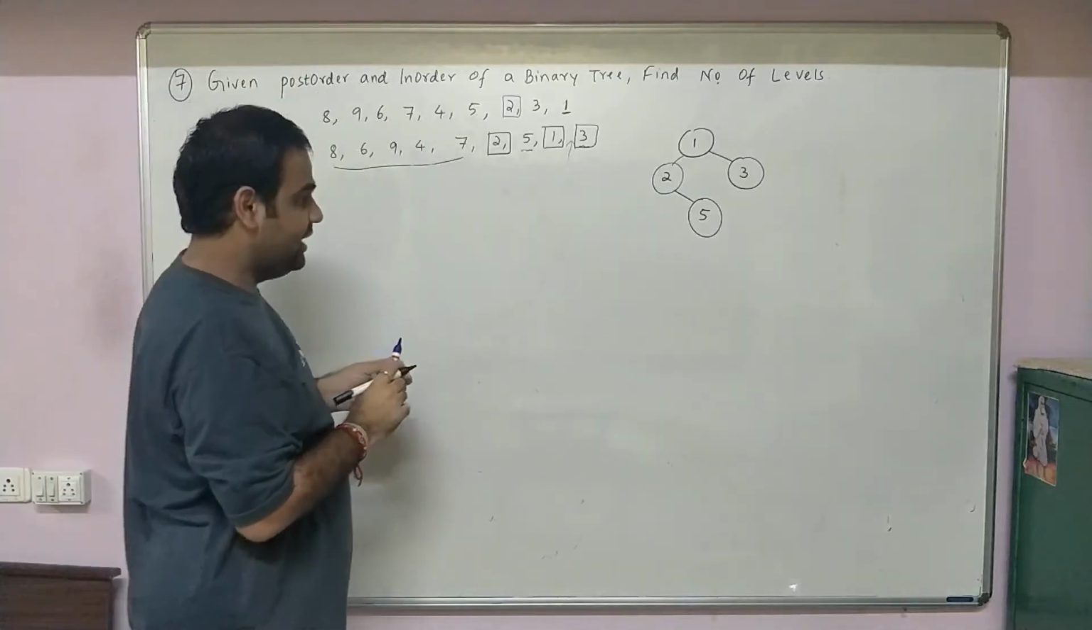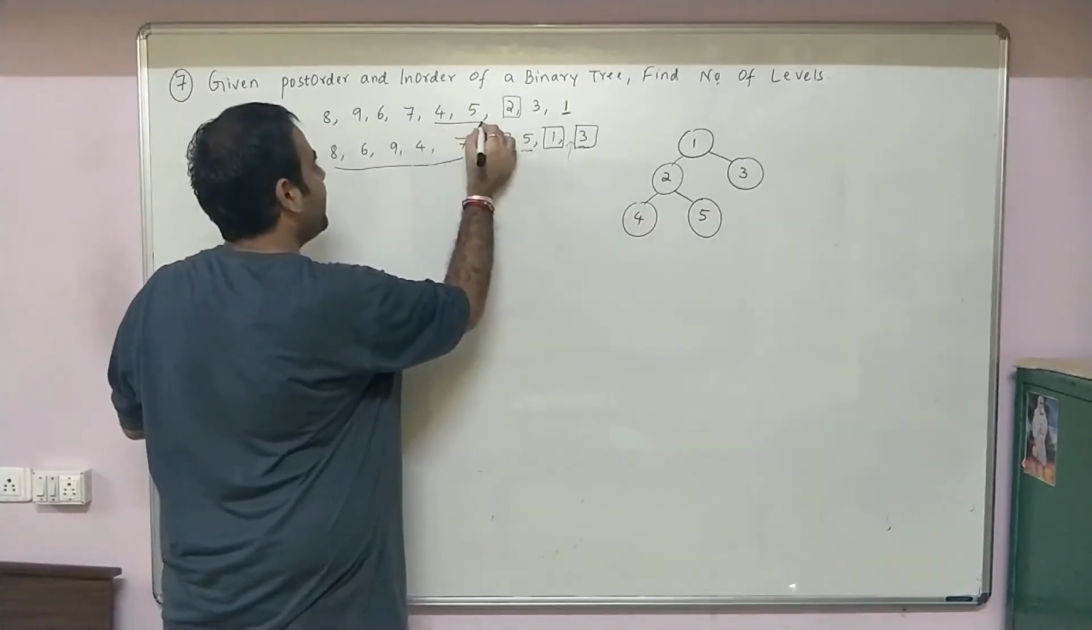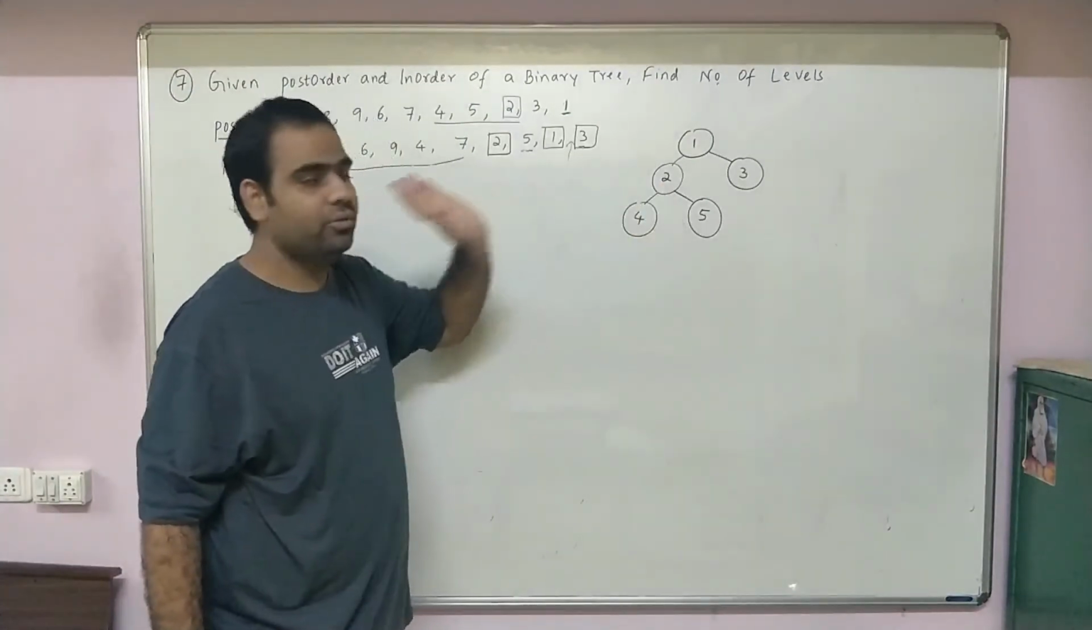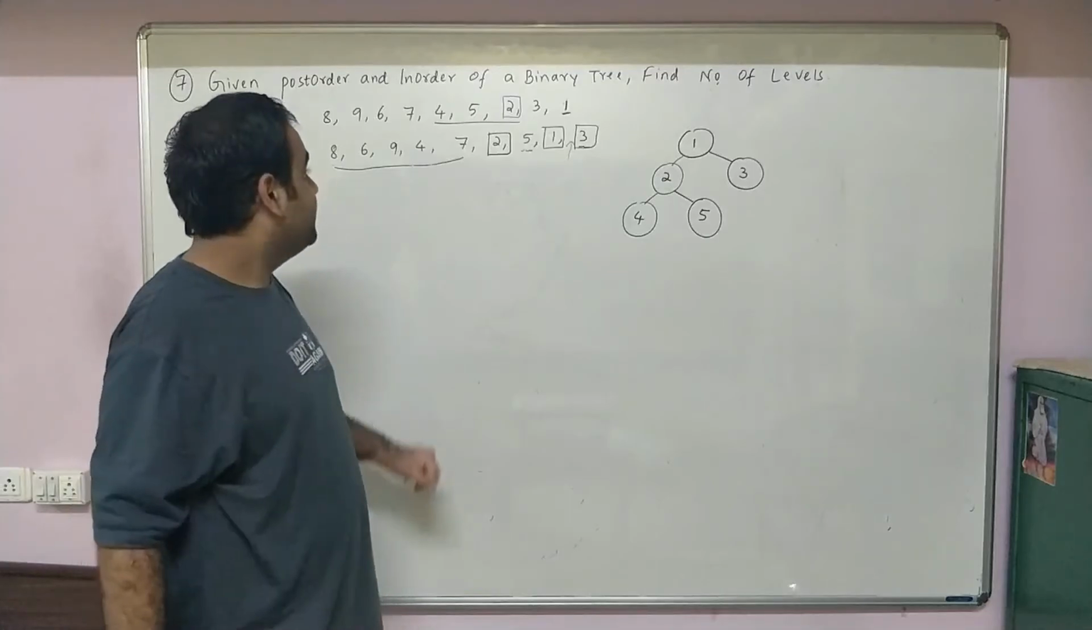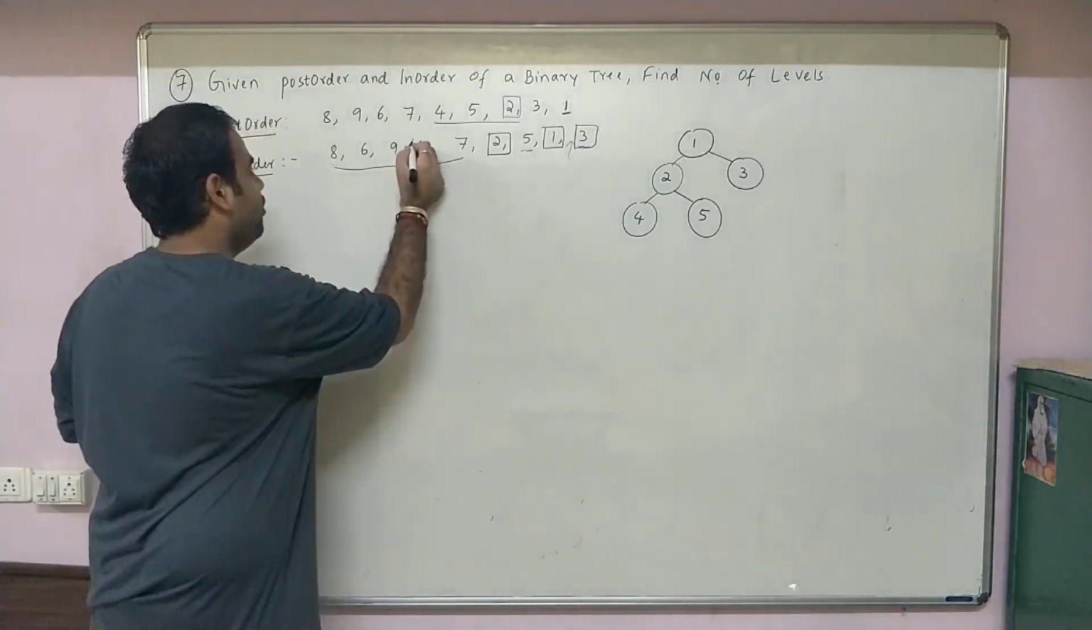Why should it be on the left subtree of 2? Because suppose this is the tree. What is the tree I am considering? 4, 5, 2. What is the post order traversal? 4, 5, 2 is the post order traversal. That means if 4 is on this side, search 4. Now this is where the 4 is.